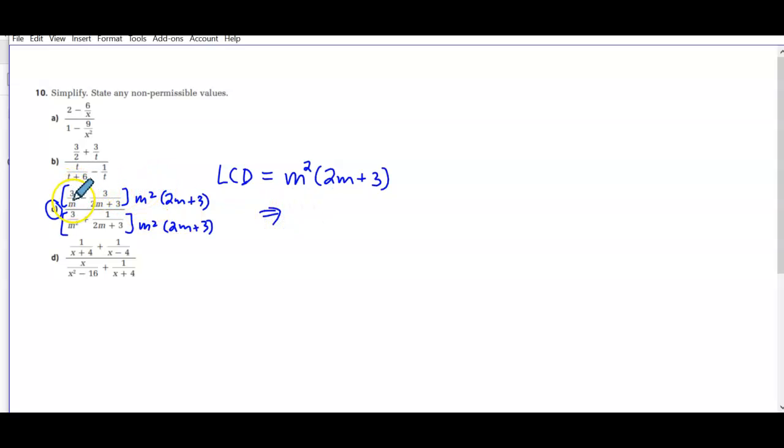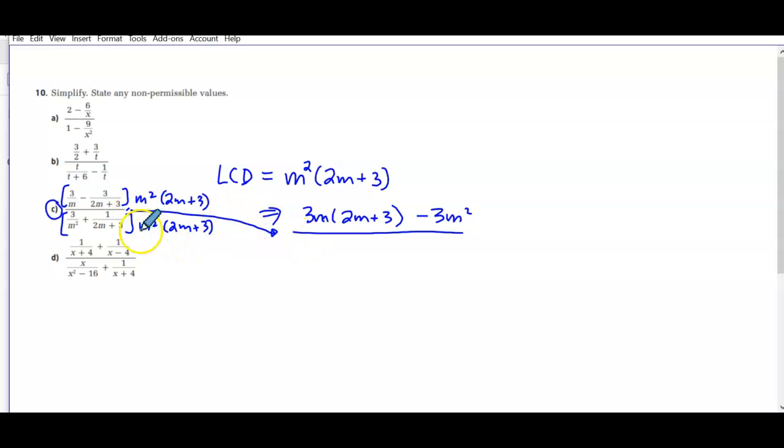If I multiply 3 over m by this expression, m goes into m squared m times. So I'm left with 3m times 2m plus 3, minus, and then the 2m plus 3's divide out, so it's minus 3m squared. And notice how all of the denominators are gone there. So this division is now this division, right?